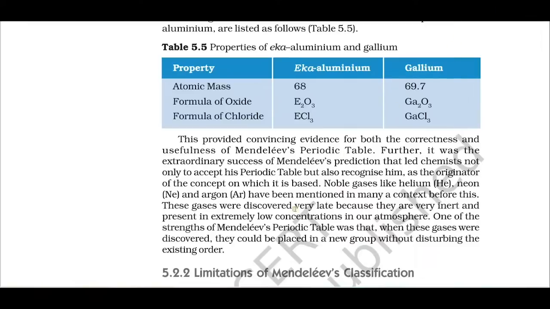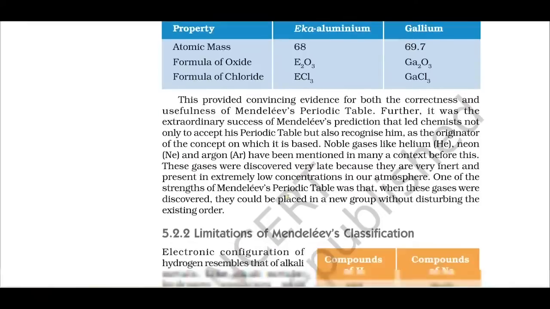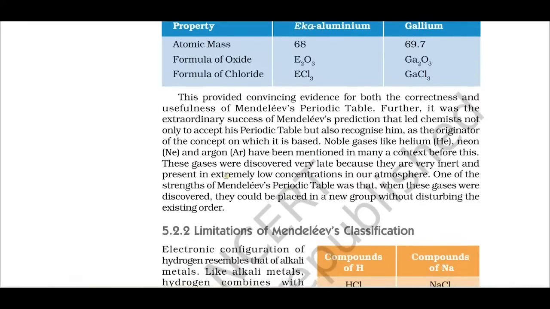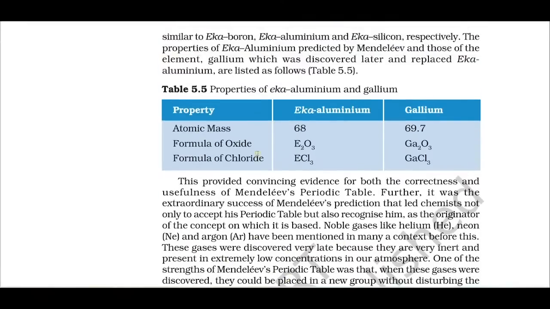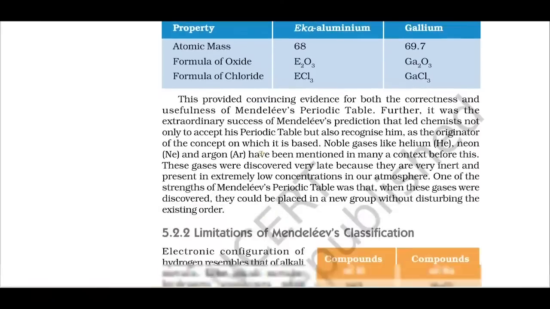He also gave the concept of noble gases like helium, neon and argon, which were discovered later, and which he could place in his periodic table without disturbing the existing order. These are the achievements of Mendeleev's periodic table.